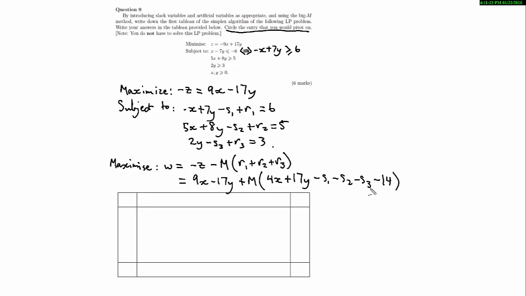But this should be the answer you get after doing the working out and the substitutions for R1, R2 and R3. Alright, so now to start filling out our tableau here, I'll firstly give ourselves variables up the top here and a W down here.